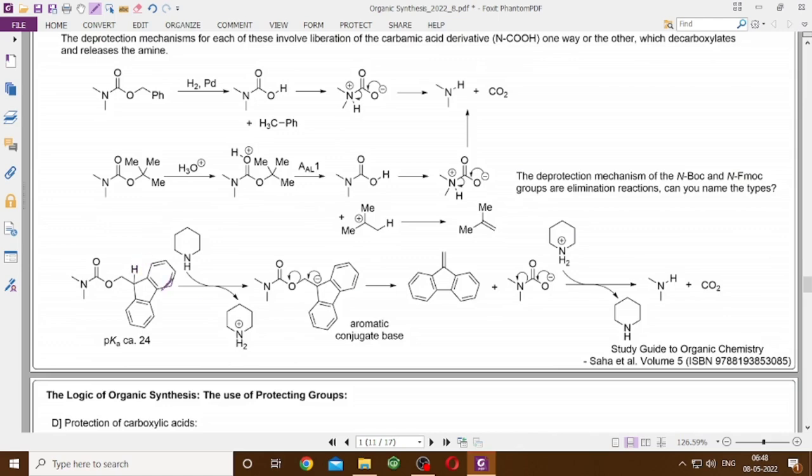For the FMOC, the pKa of this hydrogen is about 24. That is because if you abstract this hydrogen, the conjugate base is aromatic in nature. Here you have 6 plus 6, 12, plus 2, 14 electrons delocalized over this fluorenyl system. So it is aromatic, and then it ejects this carbamate ion and gives you an alkene, and this carbamate abstracts the proton from the piperidine conjugate acid, giving rise to the decarboxylation product, the amine, and carbon dioxide. So in BOC and in FMOC, these deprotections are like elimination reactions. As far as this part is concerned, this is an elimination reaction. As far as this part is concerned, this is also an elimination reaction. So obviously there are 3 types of elimination reactions. You may want to think what type of elimination reactions these are.